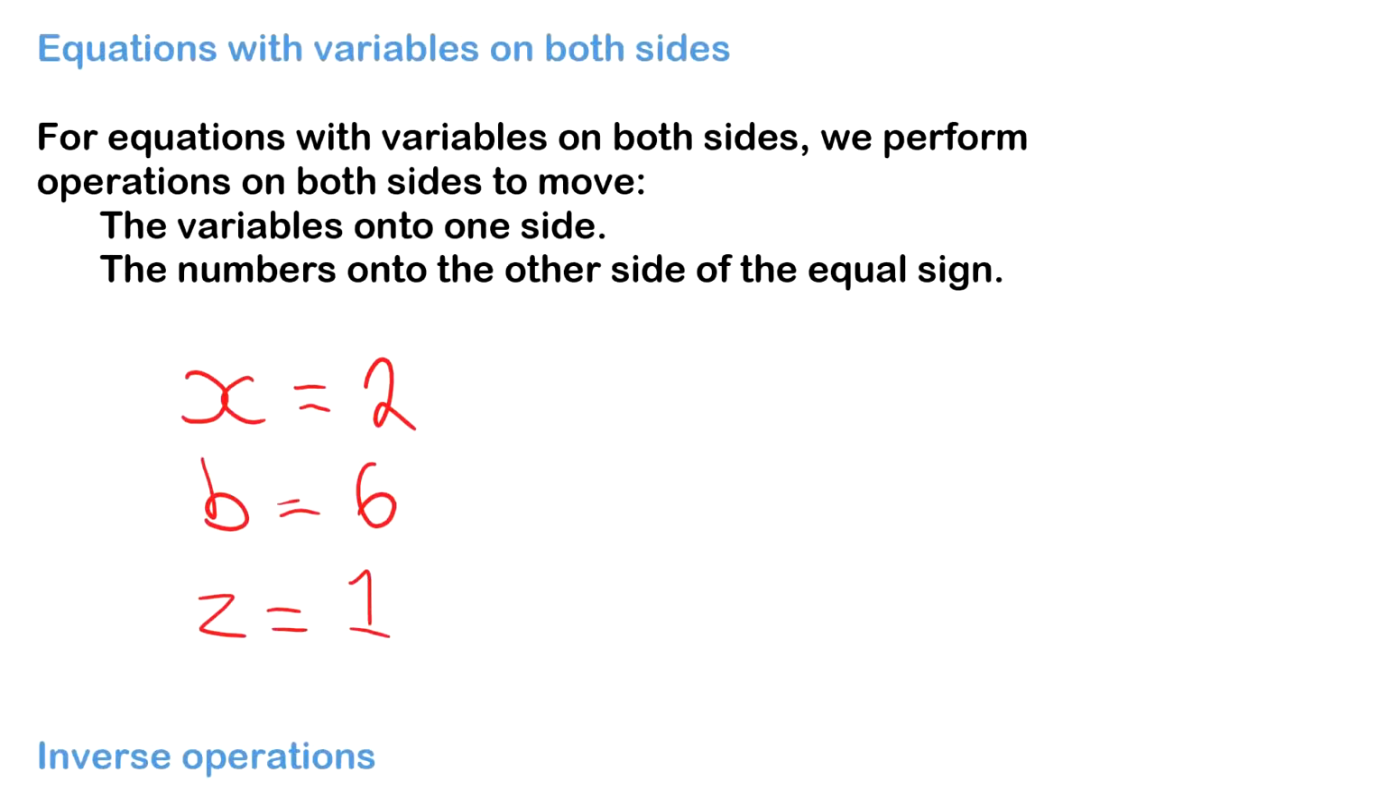In this video, we're looking at equations with variables on both sides. For these types of equations, we perform operations on both sides to move the variables to one side, usually the left, and the numbers onto the other side of the equal sign, so usually the right. On your screen, you can see 3 examples of ultimately what we want it to look like. A letter equals a number. A pronumeral equals a number.